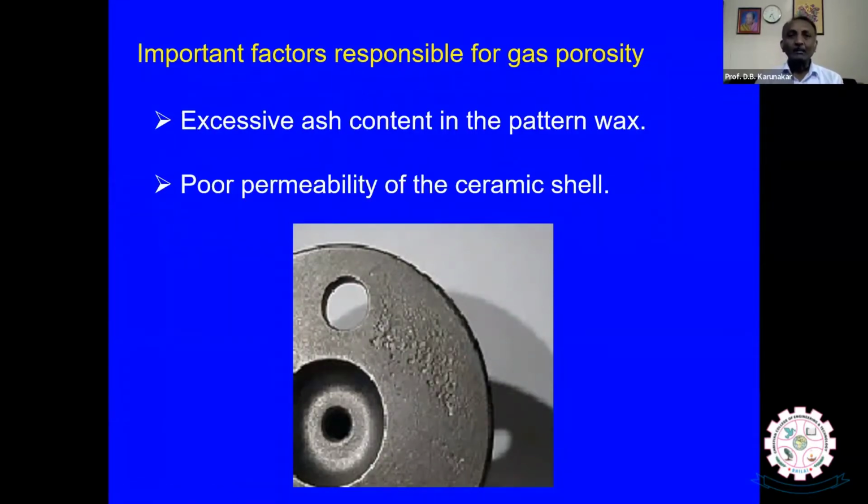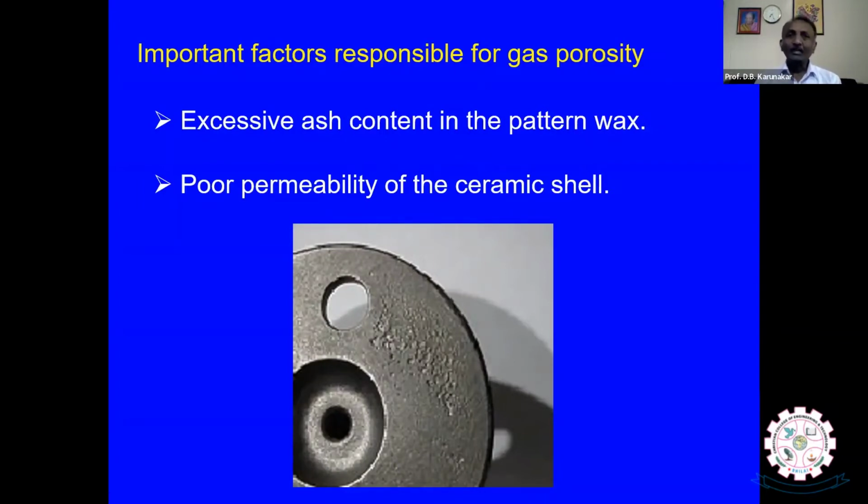The fact is, the pattern wax contains a certain ash content. Remember, we don't use a single wax. There are several waxes available. One is paraffin wax, mountain wax, beeswax, polycrystalline wax. Likewise, nearly 10 waxes are popularly used. What they do is make a blend.